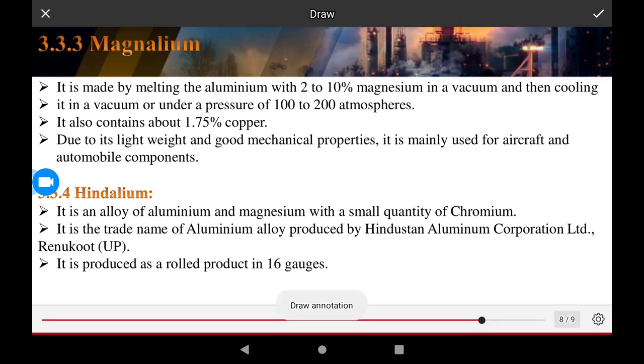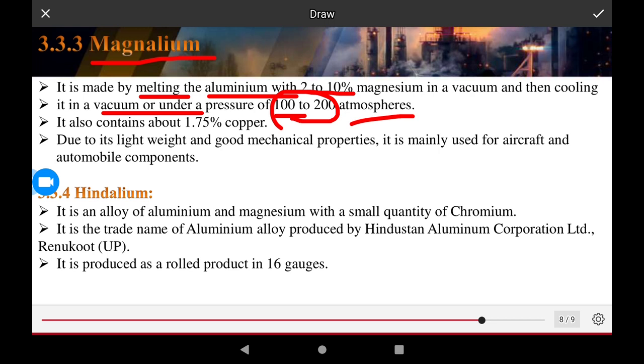Magnesium. The next non-ferrous metal is magnesium. It is made by melting aluminum with 2 to 10% magnesium in a vacuum and then cooling under a pressure of 100 to 200 atmospheres. It also contains about 1.75% copper. Due to its light weight and good machinability, it is mainly used for aircraft and automobile components.